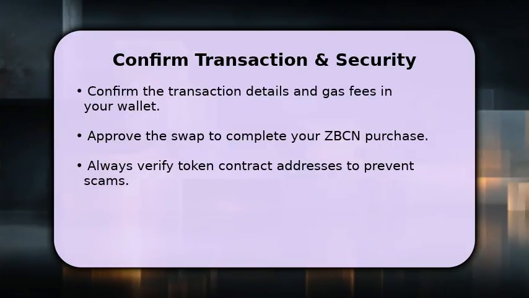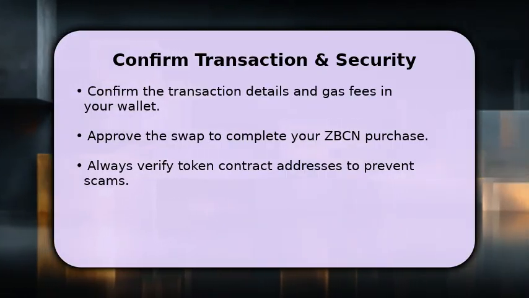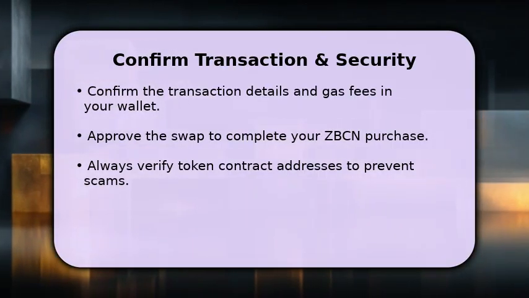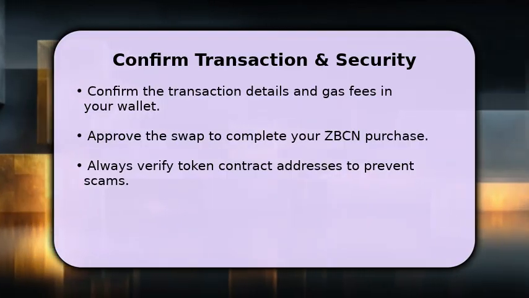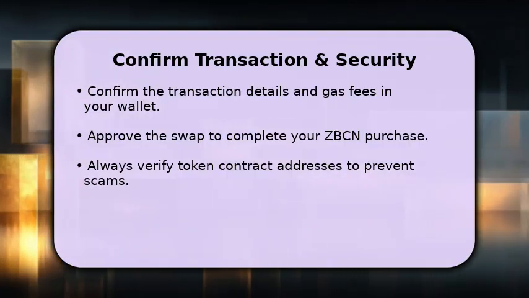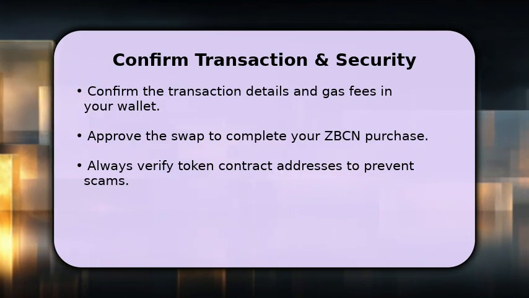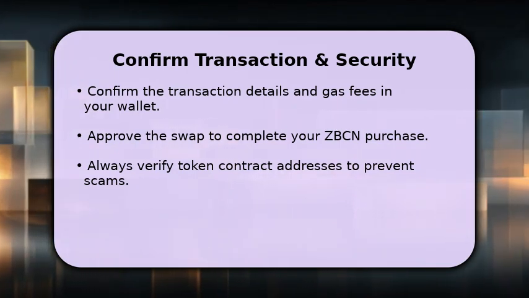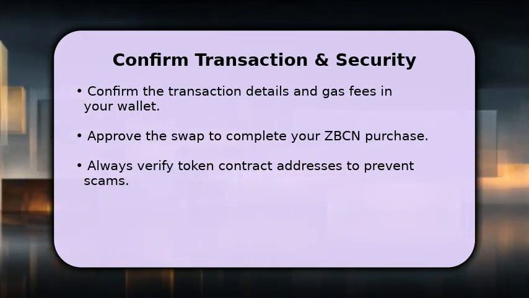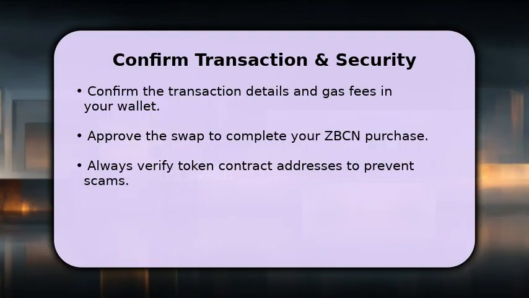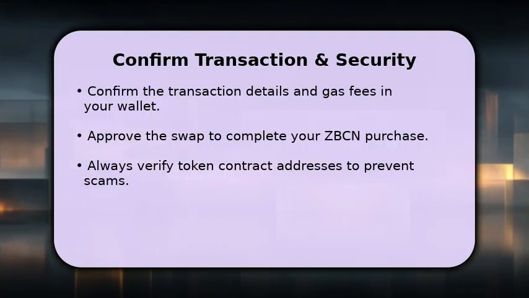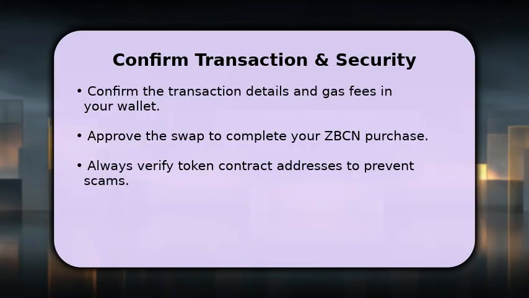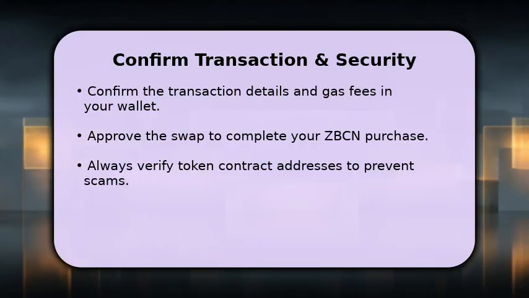Finally, it's time to confirm your transaction. Your Coinbase wallet will pop up, showing you all the details, including any gas fees associated with the swap. Make sure everything looks correct before you approve the transaction. Once approved, your ZBCN tokens will appear in your wallet shortly. Always be vigilant and double-check token addresses to ensure your assets are safe and secure.